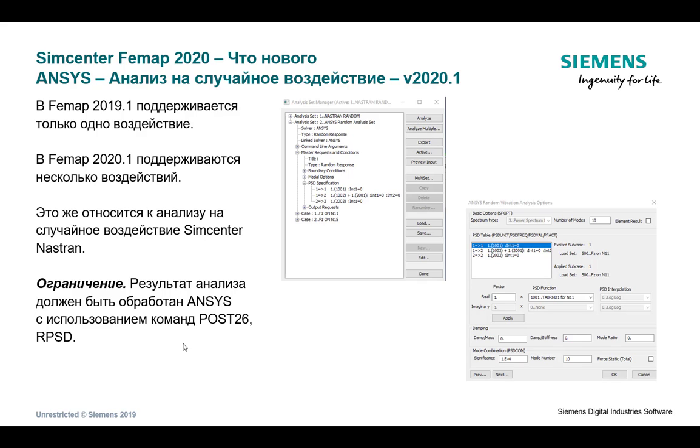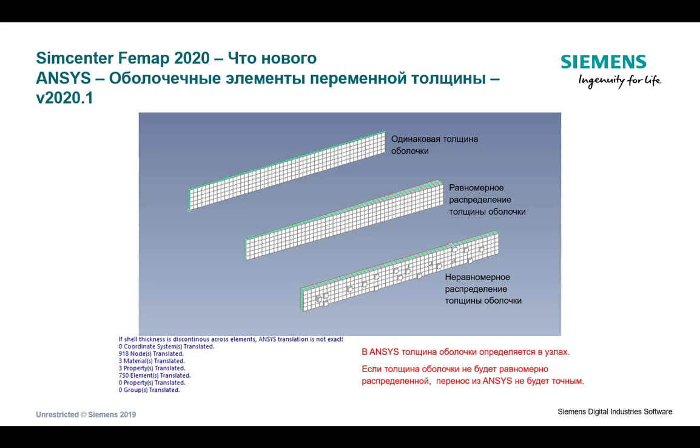So in 2019.1, only one excitation, so one PSD is supported. For 2020.1, we now have multiple excitations, including self-PSD and cross-correlation PSD functions are both supported. It now has the same look and feel as Nastran analysis, and there is a limitation, though, in that spectrum results have to be processed in ANSYS. We also added support for variable thickness shell elements in version 2020.1.